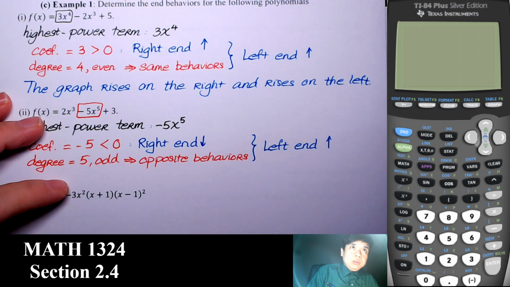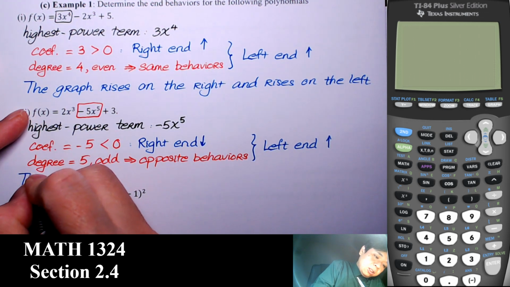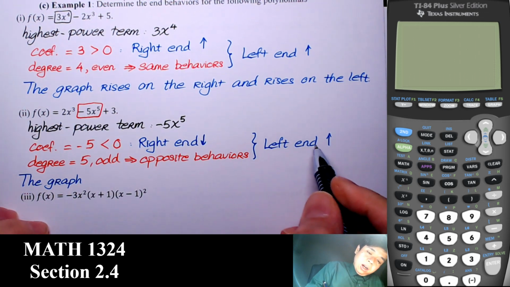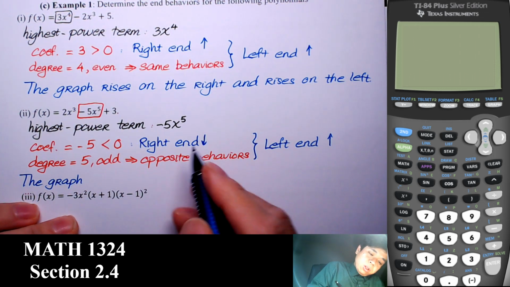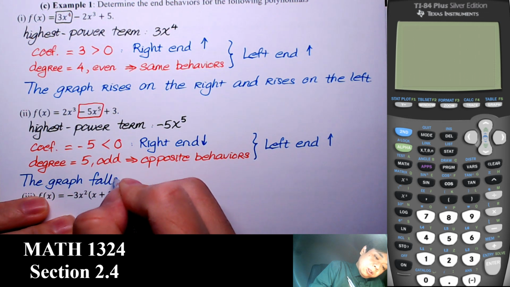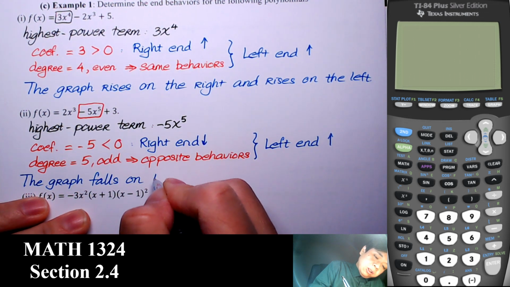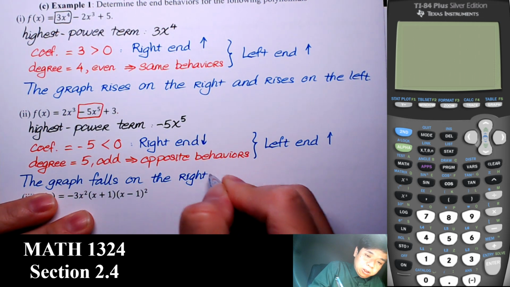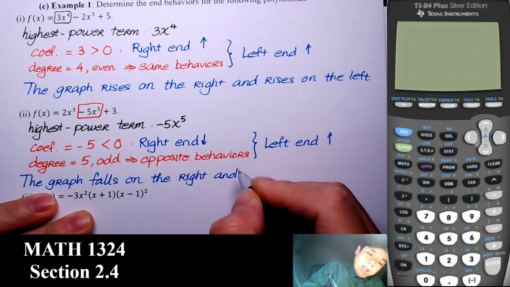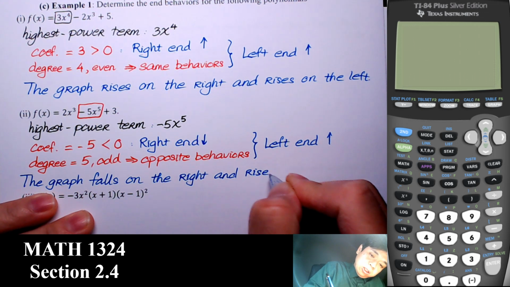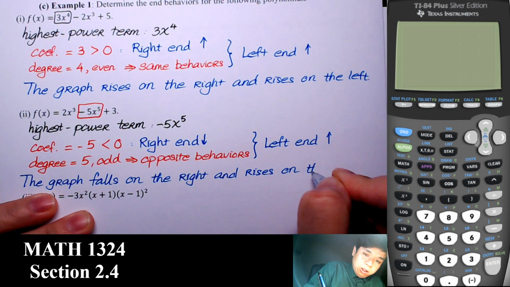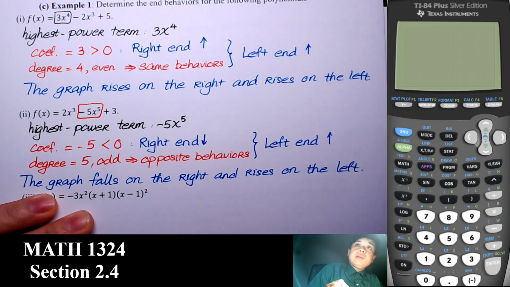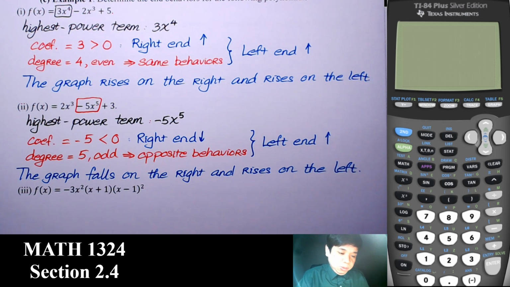So with that, we write the graph falls on the right and rises on the left. That was the left end and the right end.